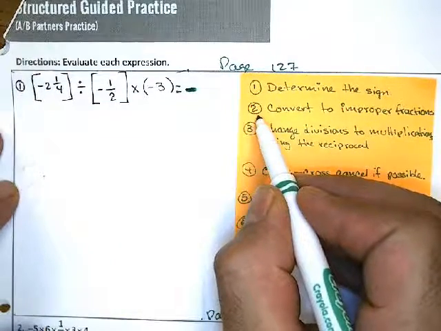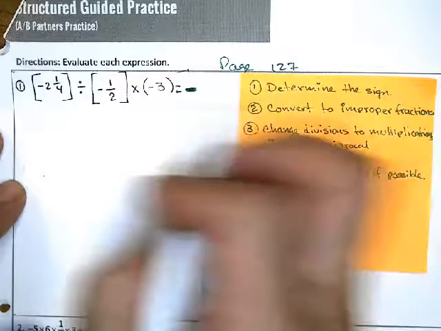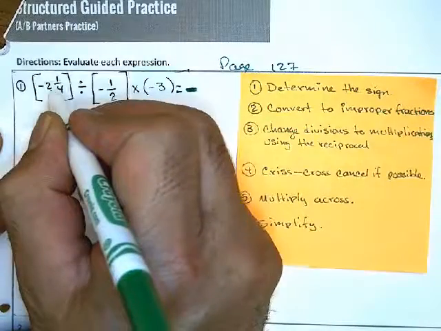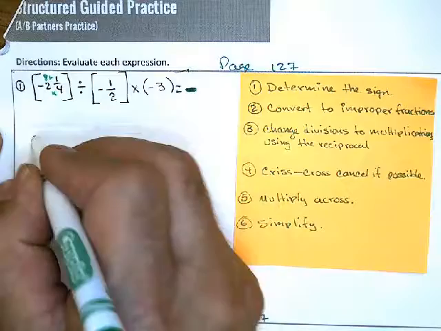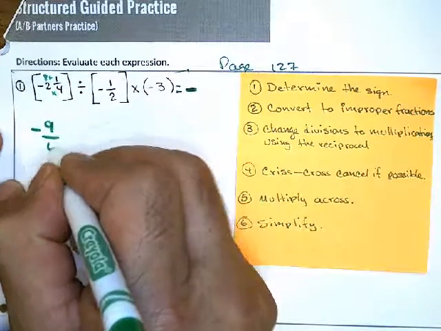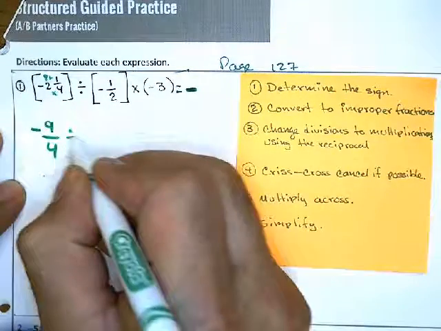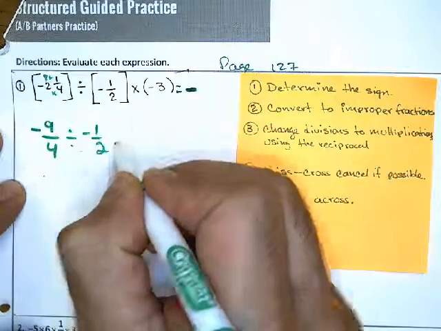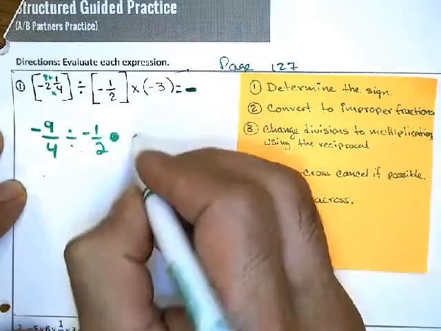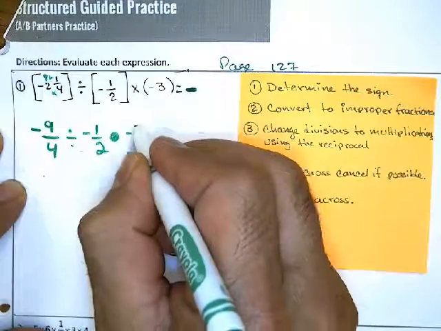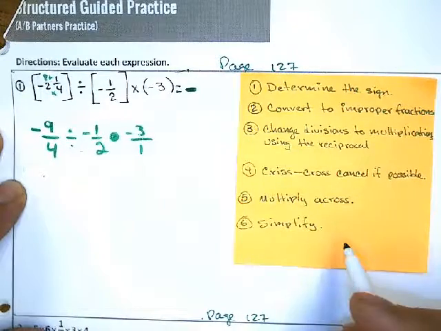Now I'm going to go to step number 2. I'm going to convert to improper fractions. So my first one is going to be 4 times 2 is 8, plus 1 is 9, so negative 9 over 4. My division comes next. And then instead of a multiplication sign, I'm going to have a dot for multiplication, and I'm going to make this into an improper fraction.